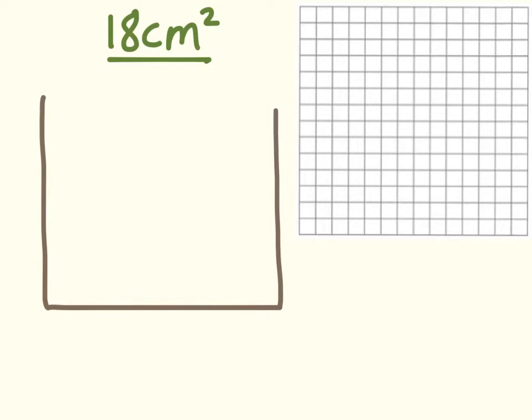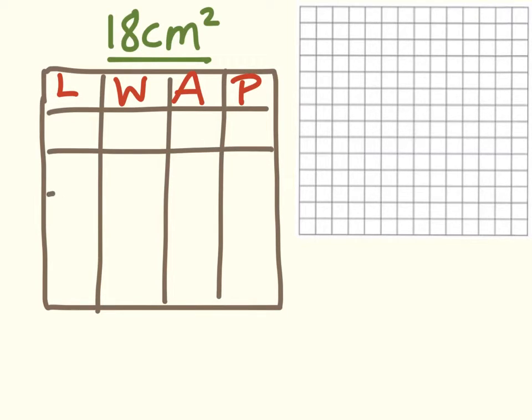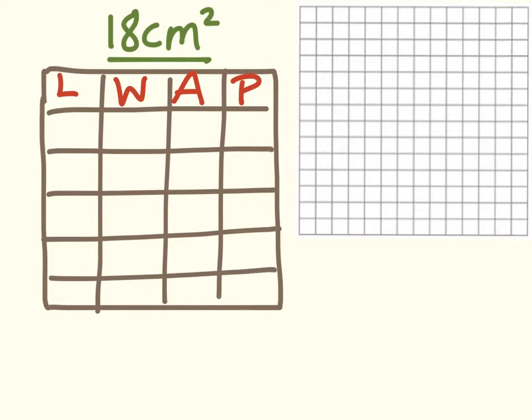So let's say that you're given an area of 18 square centimeters, or centimeters squared. The first thing you're going to do is draw a table. So I'm going to make a nice, neat table. And I'm going to make 4 spaces available, 4 columns, one for length, one for width, one for area, and one for perimeter. Now we're not worried about perimeter again in this example. We're just going to focus on area. So my area, I know from up here, I'm given an area of 18 centimeters squared.